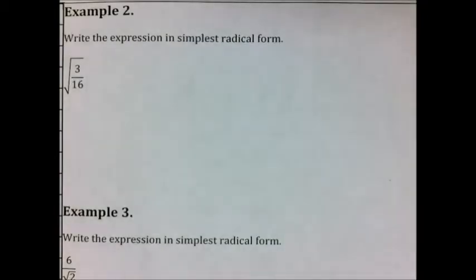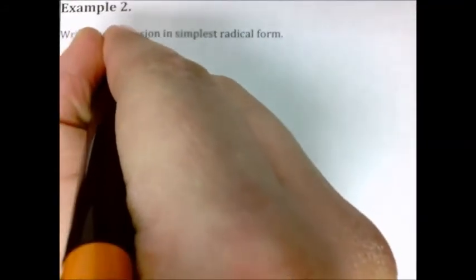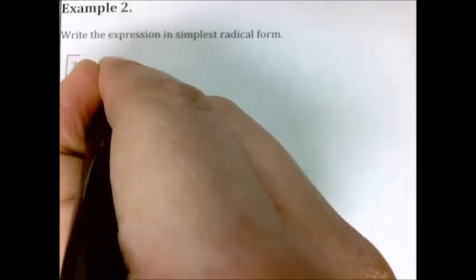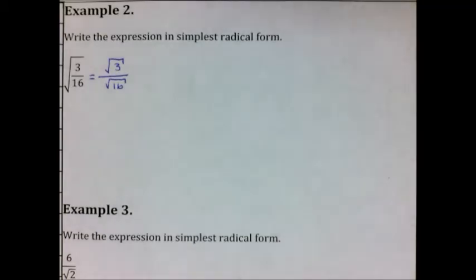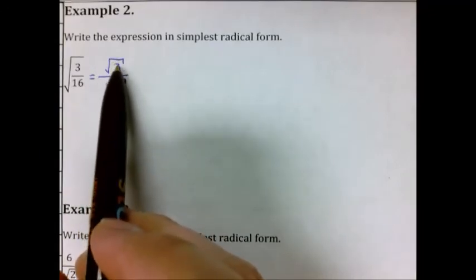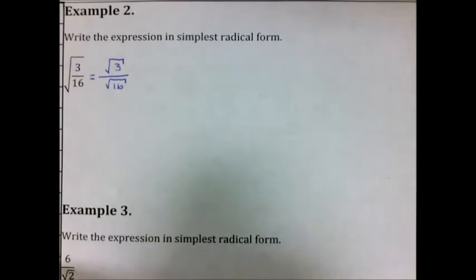Okay, example 2 is the same type of thing. We've got the square root of a fraction, the square root of 3 over 16. We can rewrite this as the square root of 3 divided by the square root of 16. We can split it up into those two different radicals, one in the numerator and one in the denominator. Now we know 3 is not a perfect number. It's a naughty number. But 16 is one of those perfect numbers.